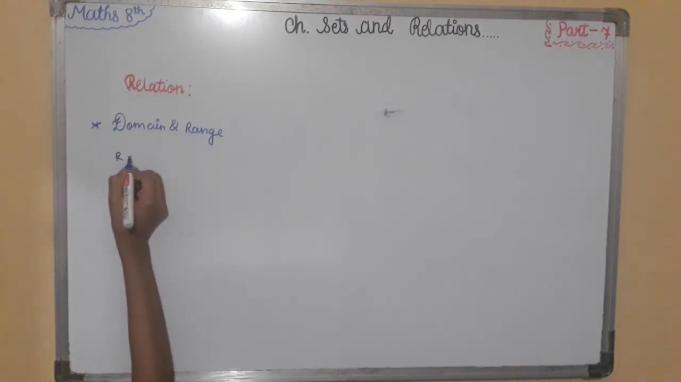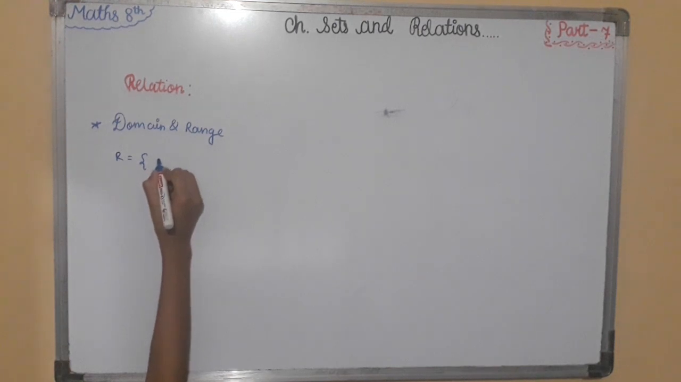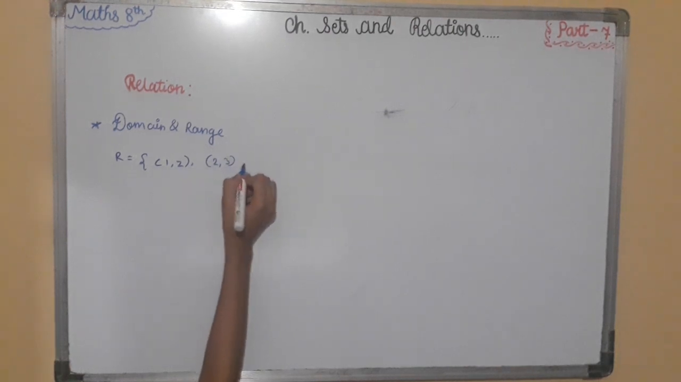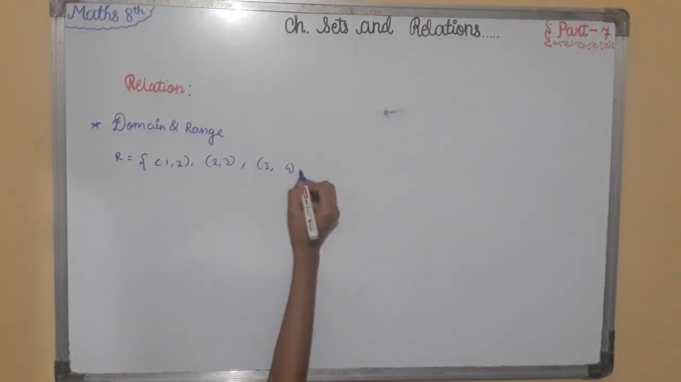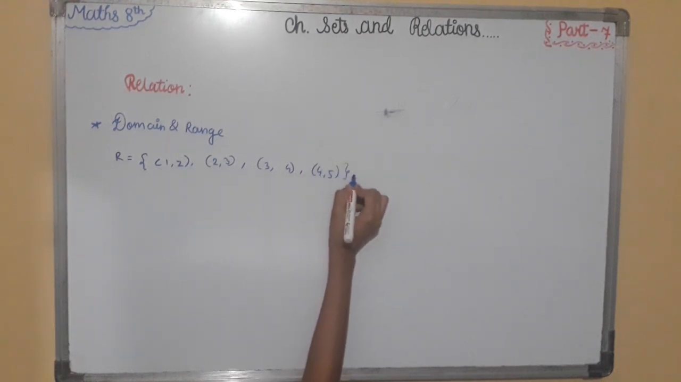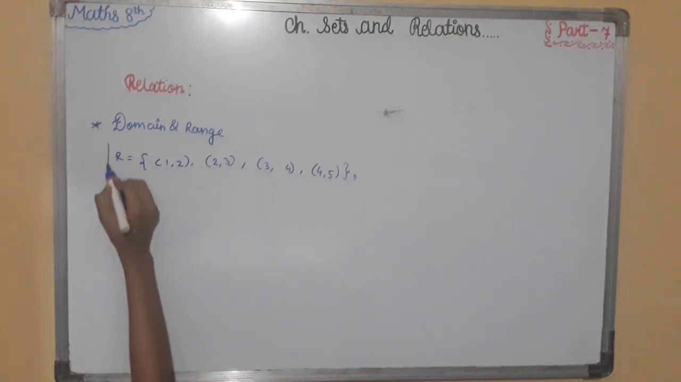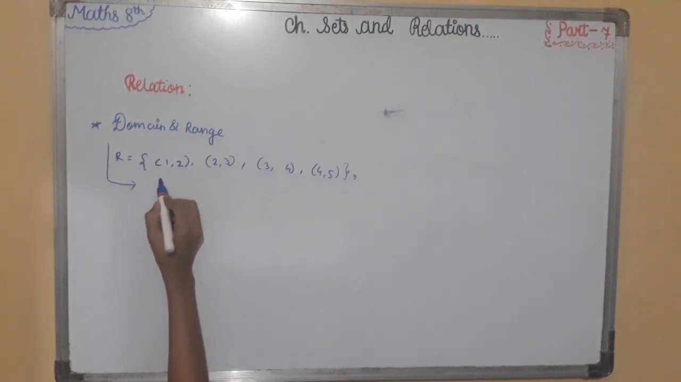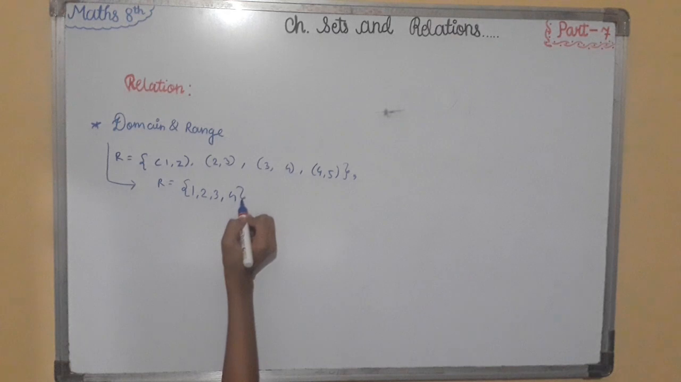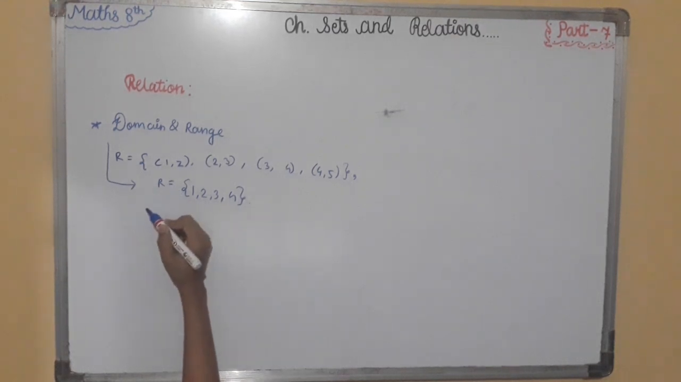If R is equal to {(1, 2), (2, 3), (3, 4), (4, 5)}, then the domain of R will be {1, 2, 3, 4}. The range of R will be {2, 3, 4, 5}.